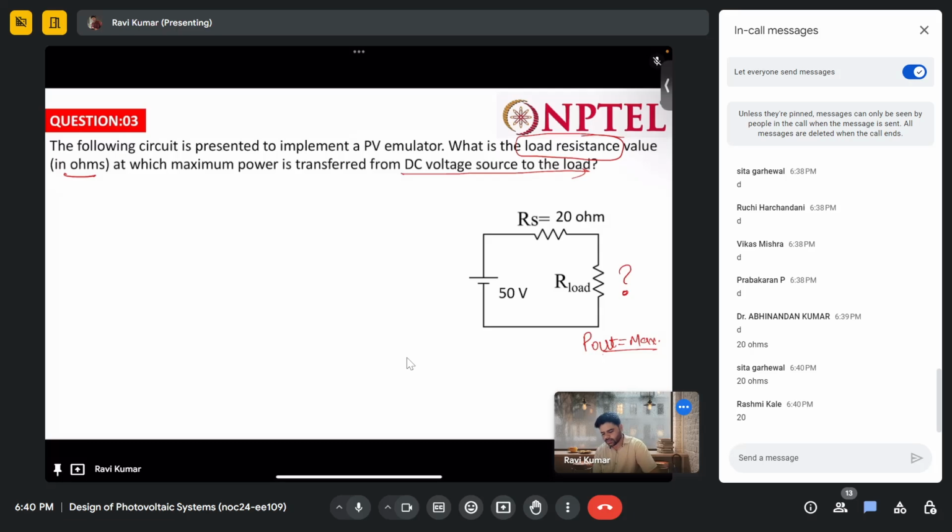Also calculate. So I was doing this question the other way as well. Load resistance plus P max. What will be that P max? Calculate P max as well. Even the options I have are for the Pmax only. So yes, Pmax as well.